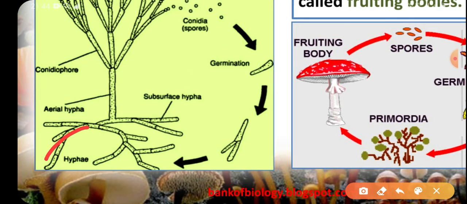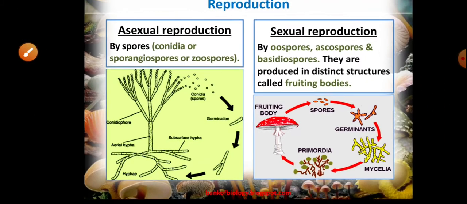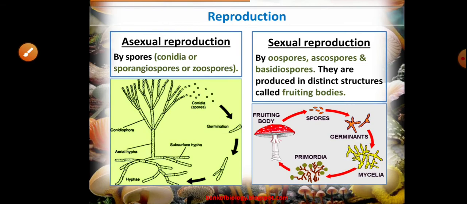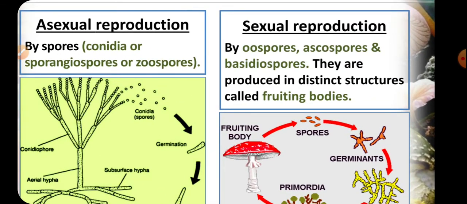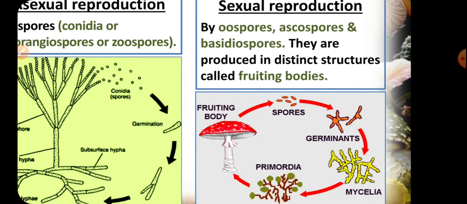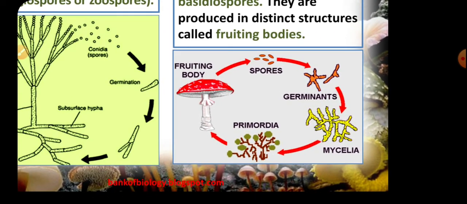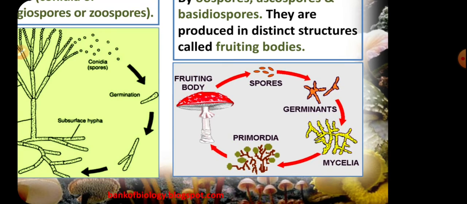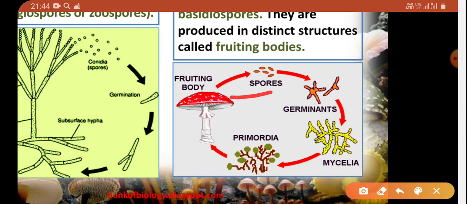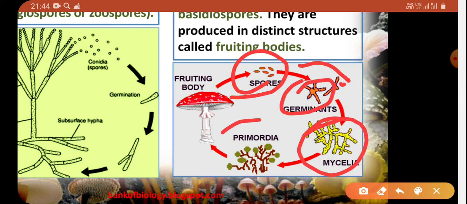This is hypha, that you have already seen, and further it will grow into a new plant. Sexual reproduction is by oospores, ascospores, and basidiospores. They are produced in distinct structures called fruiting bodies. These are fruiting bodies, that is spores. Again it will fall down and germinate. This is mycelia, and again a new one.